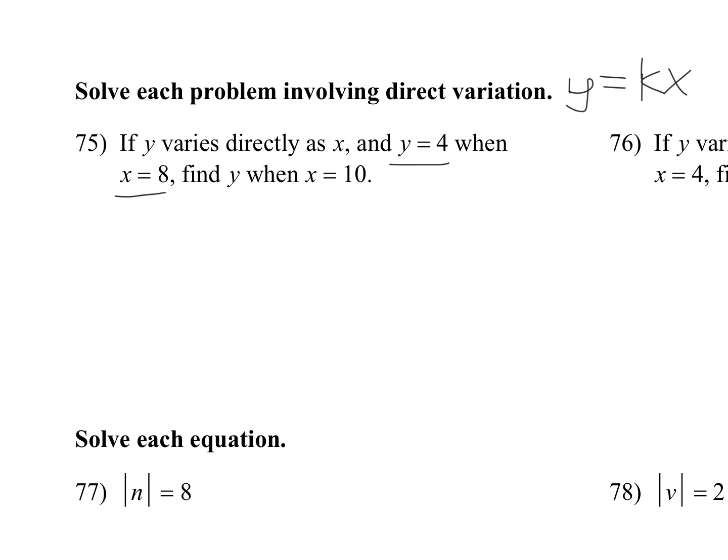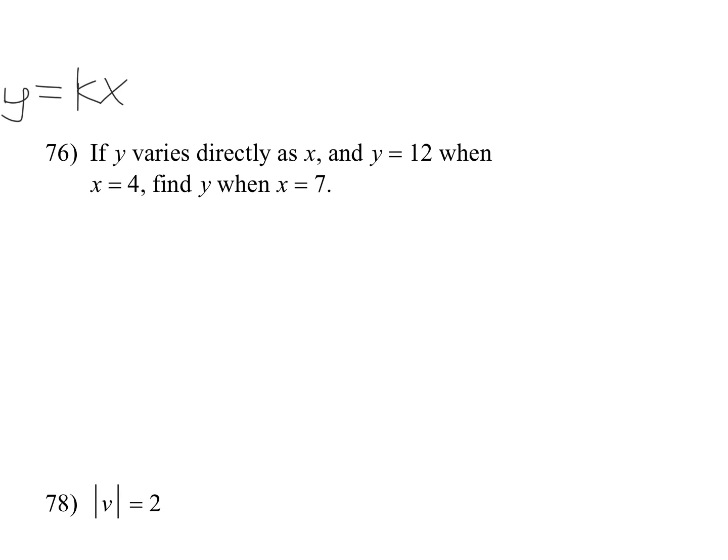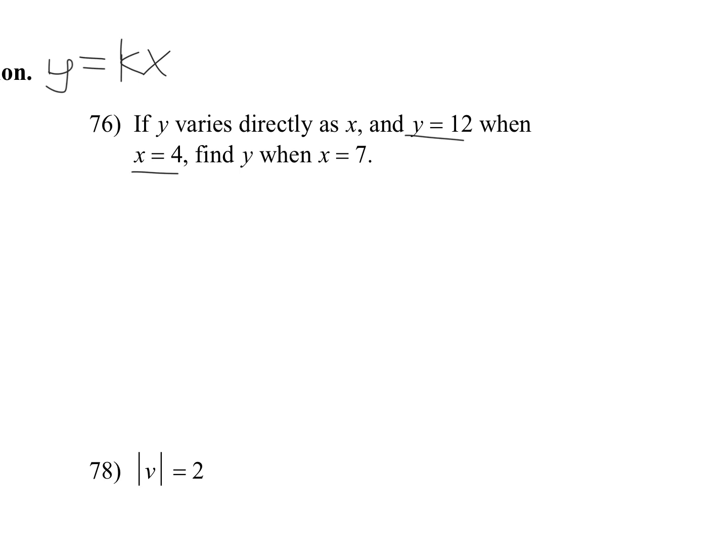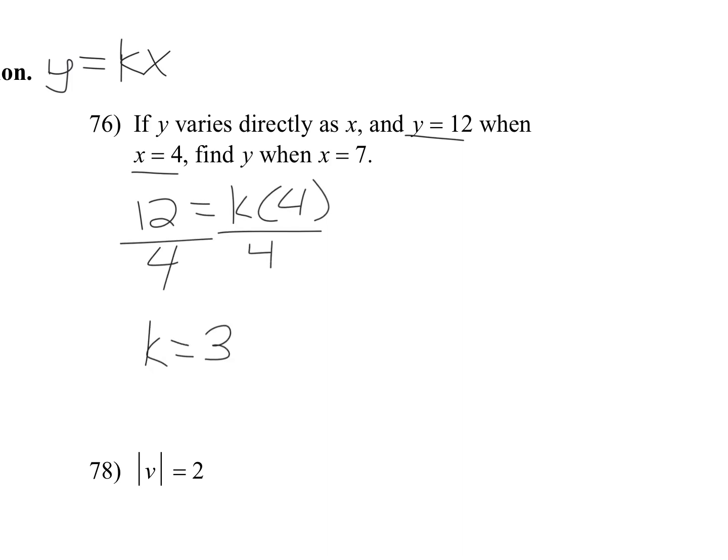Yeah. Y was 4. We're still using this formula. Y is 12. What was x? 4. And we don't know what k is. Good. We want to get k by itself. What do I need to do? Divide by 4. So we get k is equal to 3.